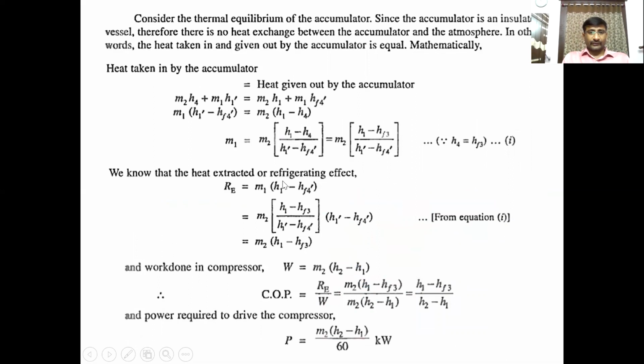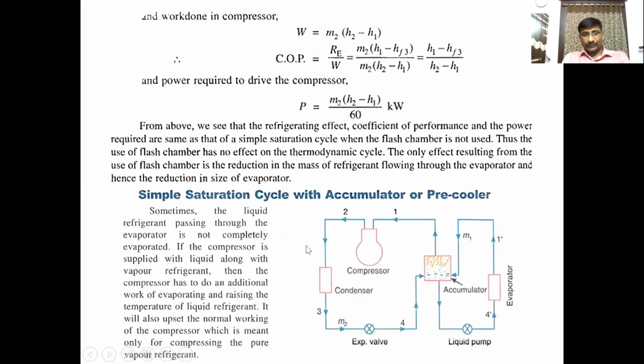Clear? So we can replace this M1 by the expression from equation 1: M2 into H1 minus Hf3 divided by H1- minus Hf4-, into H1- minus Hf4-. Again, these two are cancelled. H1- minus Hf4- is cancelled. Therefore, the final equation for the refrigeration effect is M2 into H1 minus Hf3. This is the refrigeration effect without the pre-cooler.